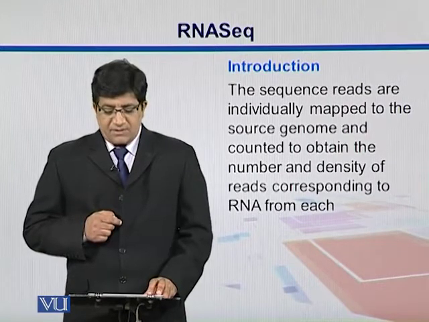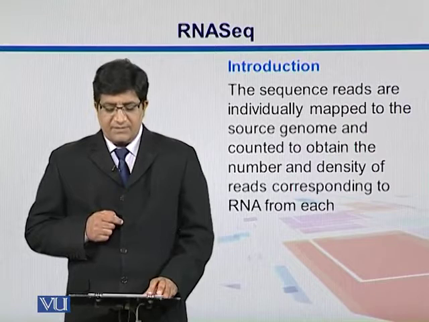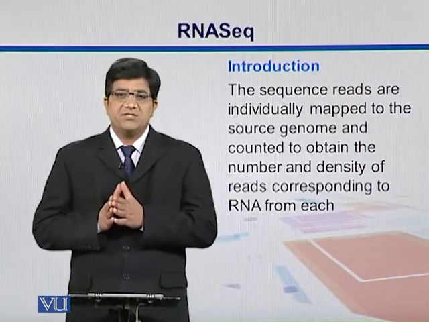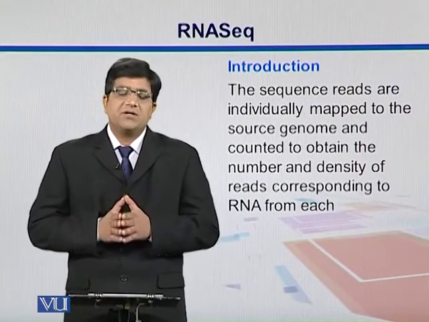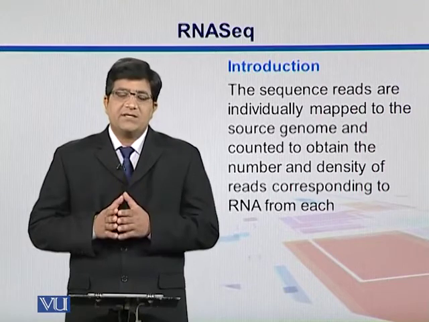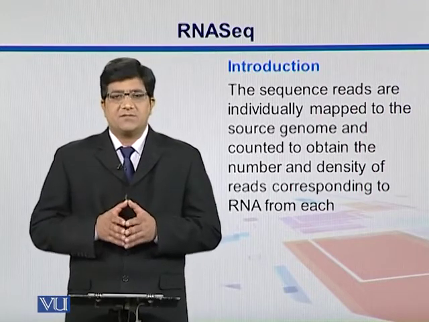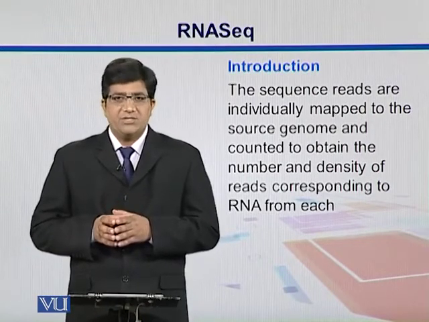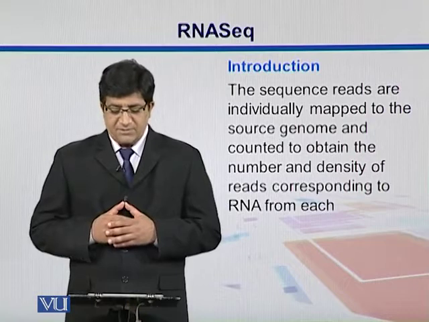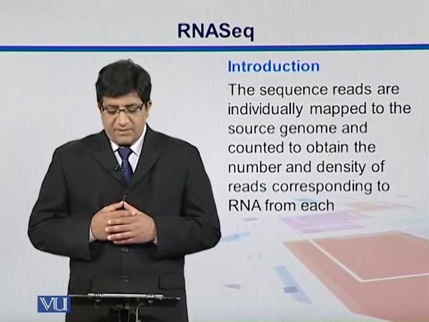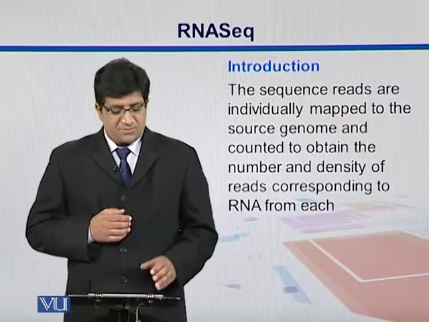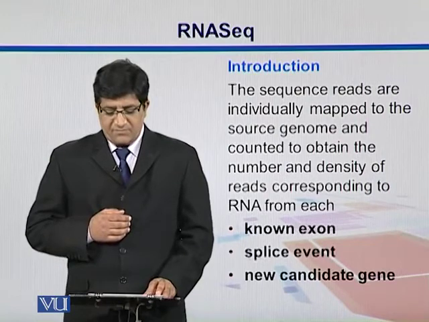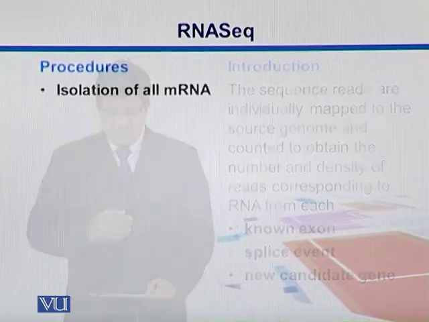The sequence reads are individually mapped to the source genome and then they are counted. So we take those sequence reads from the next generation sequence machines, we take the messenger RNA, we convert it into cDNA, and then this cDNA is aligned to our reference transcriptome, and then we count how many reads hit each gene. So that is their relative abundance. And we then get the density of reads corresponding to RNA from each known exon and splice event. We can capture new candidate genes.